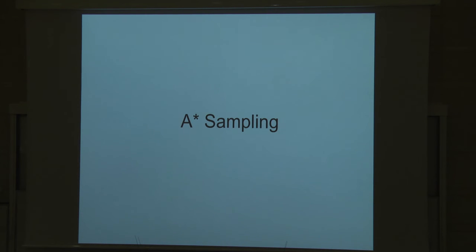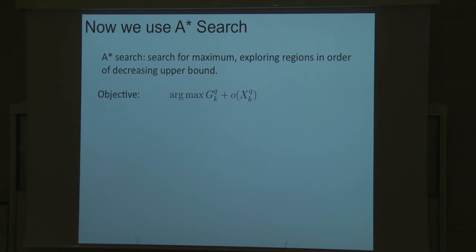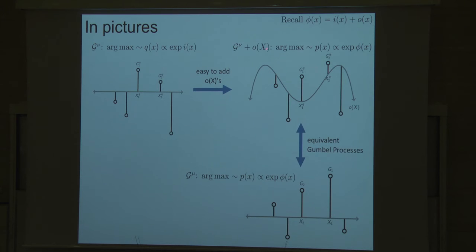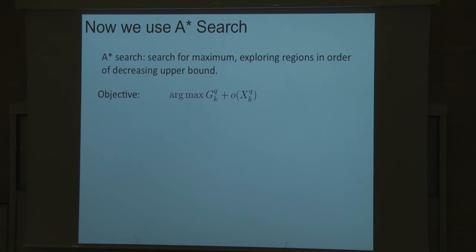Okay, so now we're ready to tell you about the algorithm. The algorithm that we're going to use here is A star search. A star search is an algorithm from heuristic search. I don't know when it came out, the 60s maybe. What we're trying to do is search over space for the maximum of this Gumbel process, and we're going to do it by guiding the regions that we explore according to some upper bound. This upper bound says, for each region of space, what's the largest value that we could possibly find here?